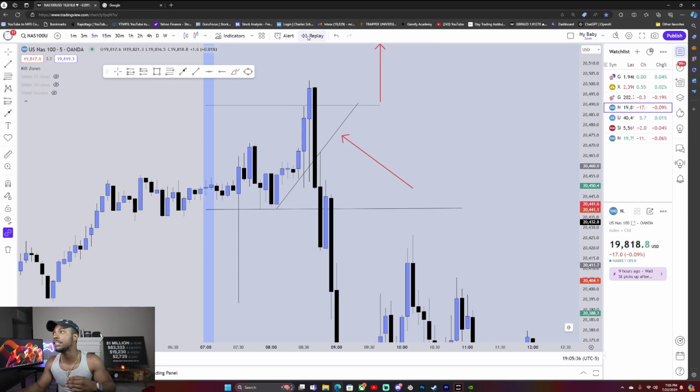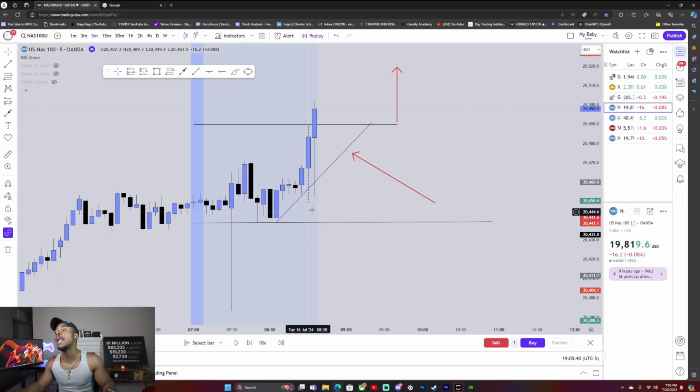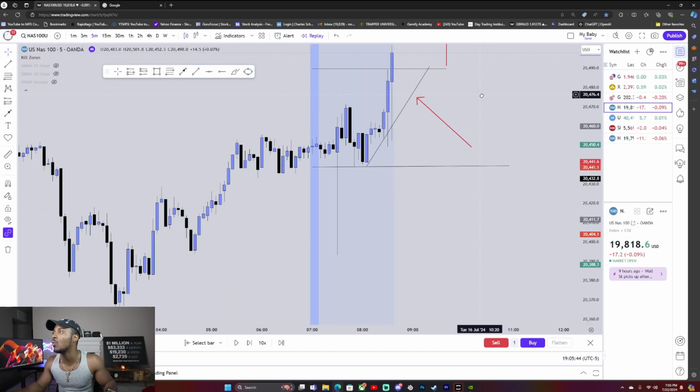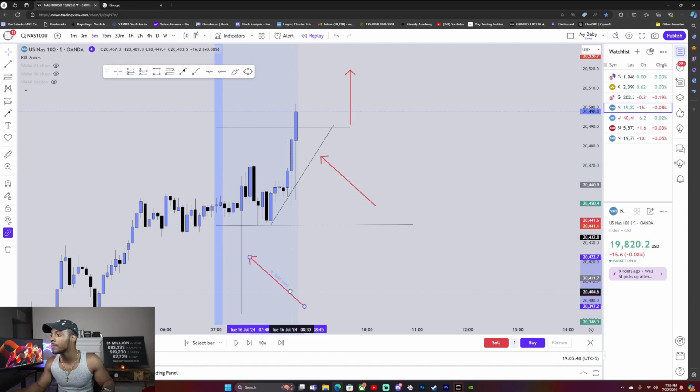Now, let's just say we go into replay mode and back all the way up into this candle, and you had no idea that you were about to get hit with the okie doke. Hold on, let me make sure I put the arrow right here. So you had no idea you were about to get hit with the okie doke, and it's okay because it happens.